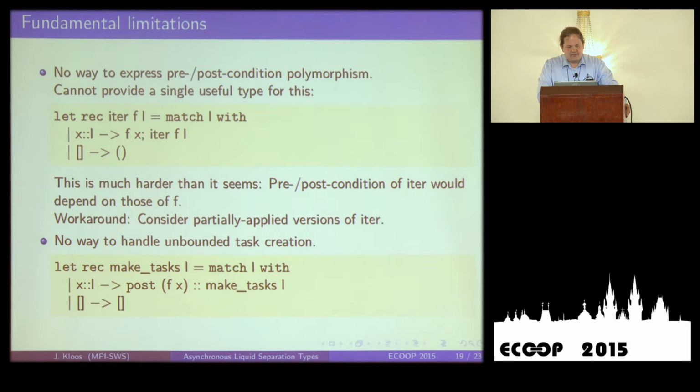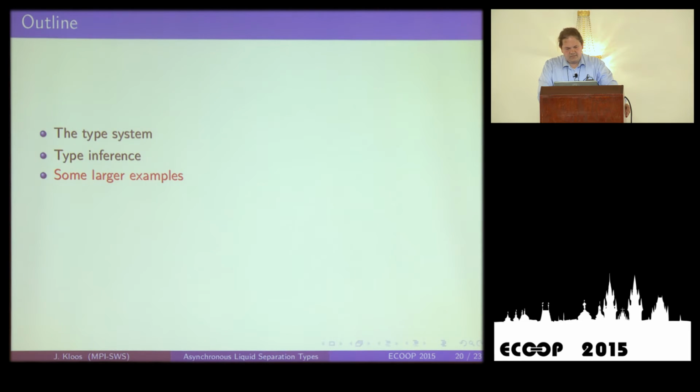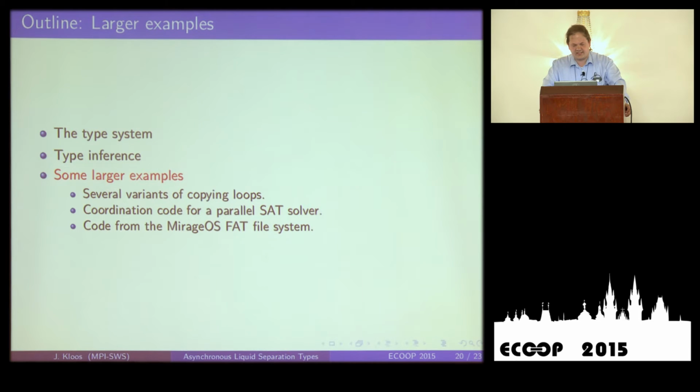Okay, now that we've seen how type inference works, I'll mention a few of the examples we have looked at. In the paper we have a set of examples. We have, again, the copying loops, and some more variants of that. We have one rather complicated one that has double buffering. We have some from the Real World OCaml book and so on. But more interestingly, we have two big examples.